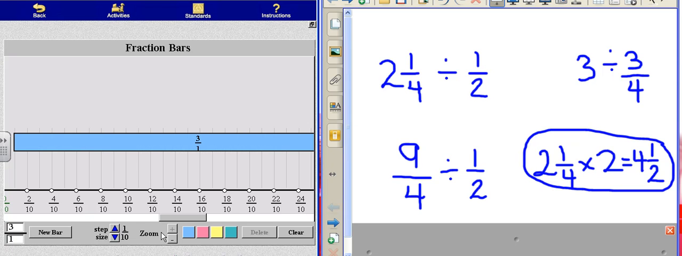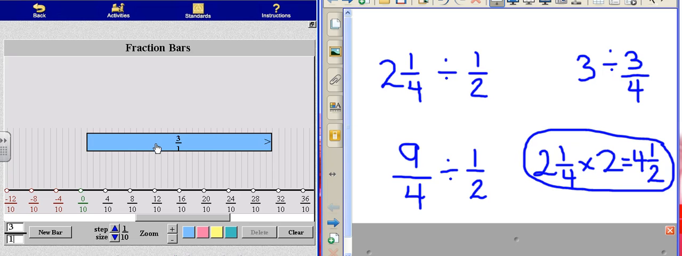We're going to make our bar. Zoom back out so we can see it better. Line it up with the 0. And now we're going to make other bars of 3 quarters. So we already have the 3 in the numerator. Our denominator is going to be 4. Change the color of this, and then start making our 3 quarters.